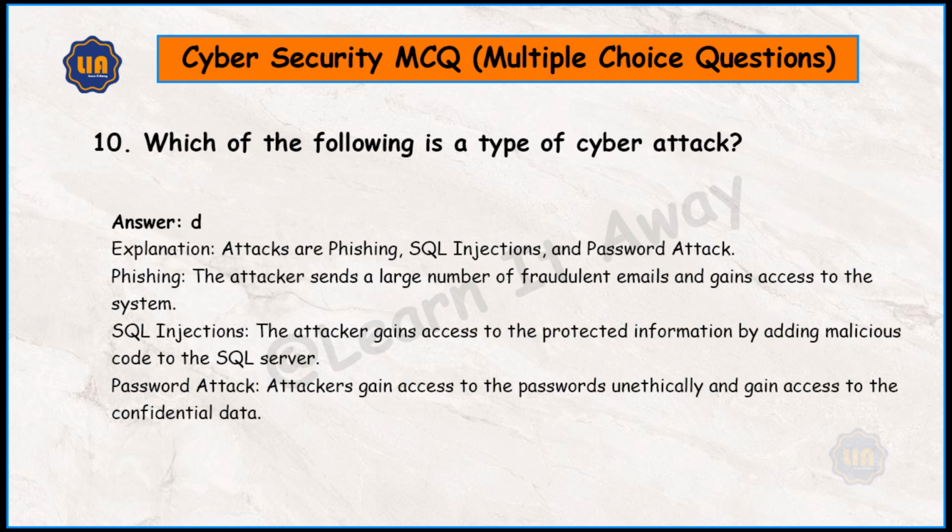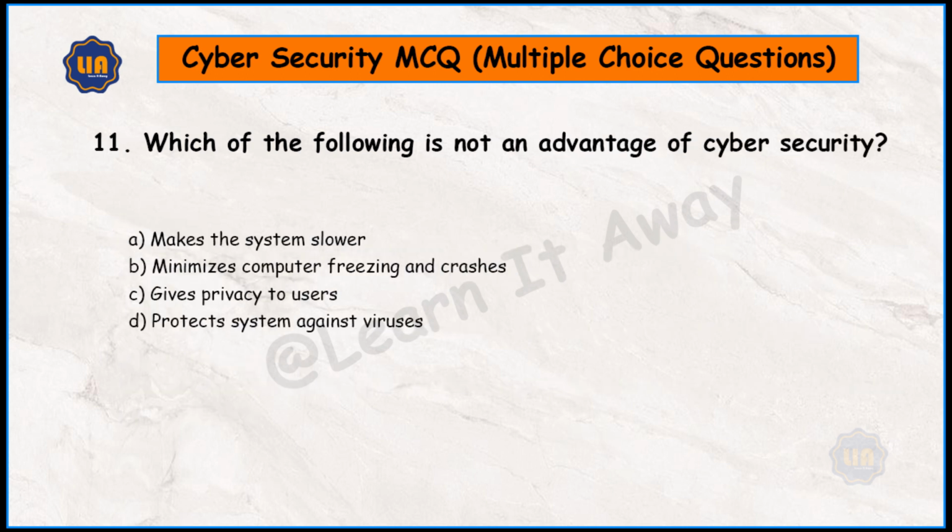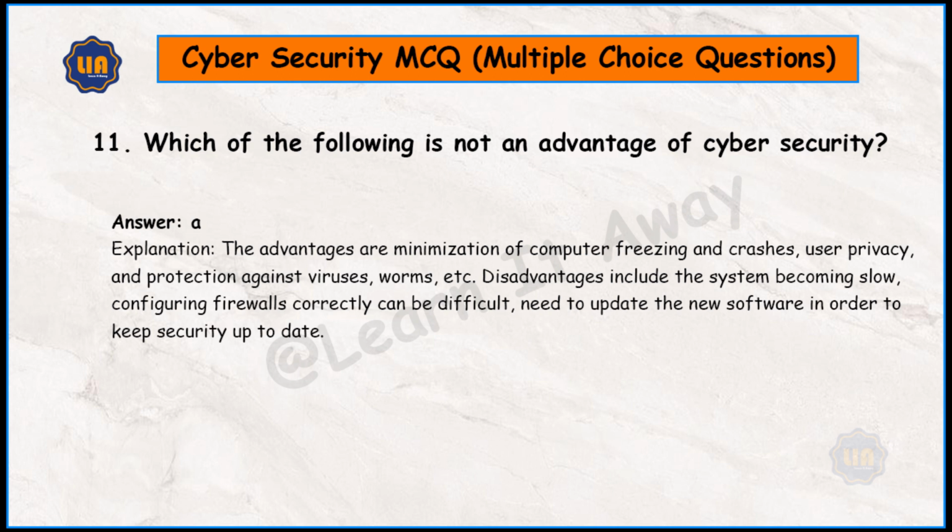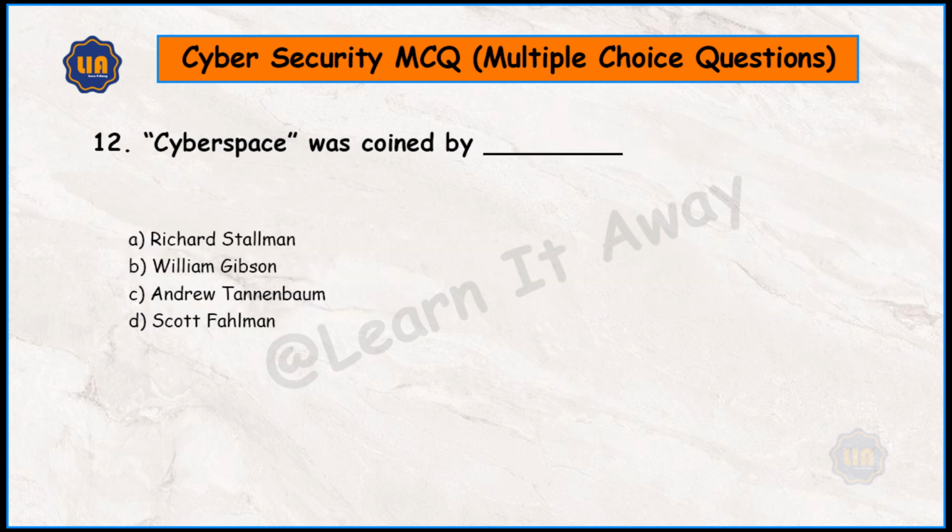Answer. D. 11. Which of the following is not an advantage of cybersecurity? A. Makes the system slower. B. Minimizes computer freezing and crashes. C. Gives privacy to users. D. Protects system against viruses. Answer. A.